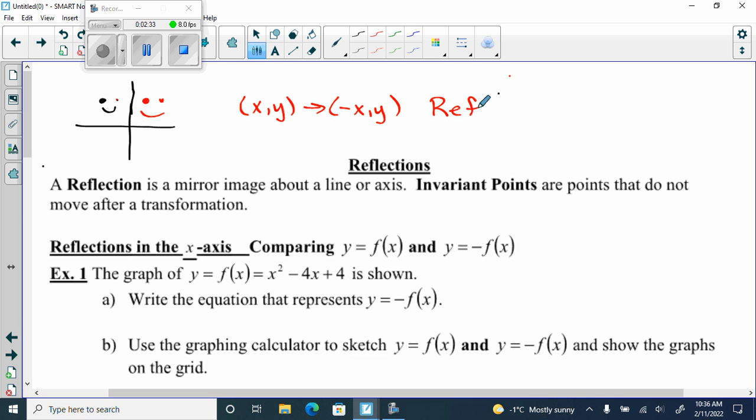You might want to write this down. Reflect about or in reflection. Reflection in the y-axis.